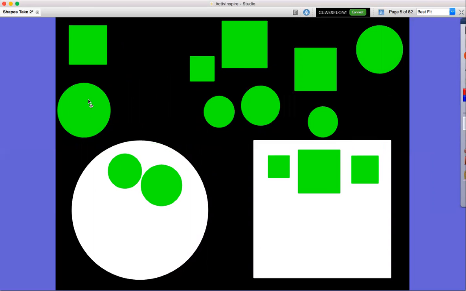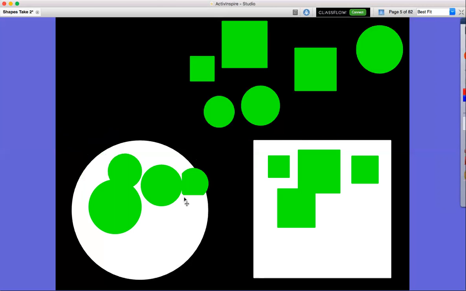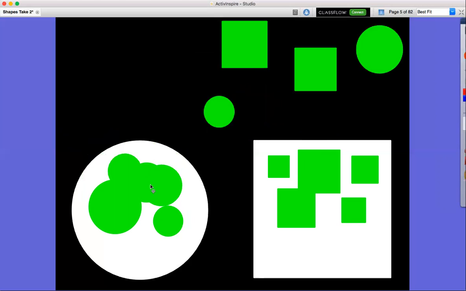What about this shape right here? Is this a square? No, this is a circle. This shape is a square. Right here, we have another circle. That's not a square, but this little guy is a square. Yes, that's a square. Is this a square? No.